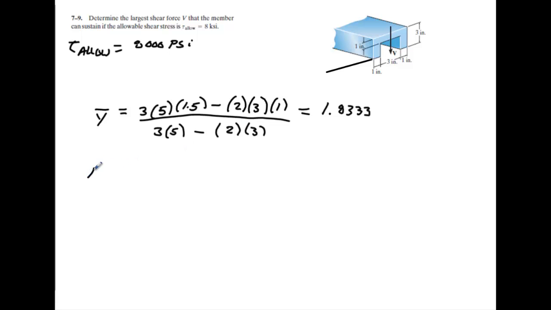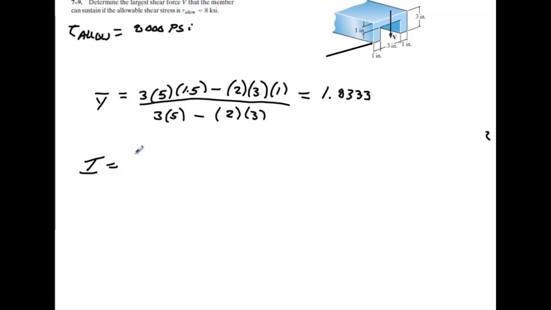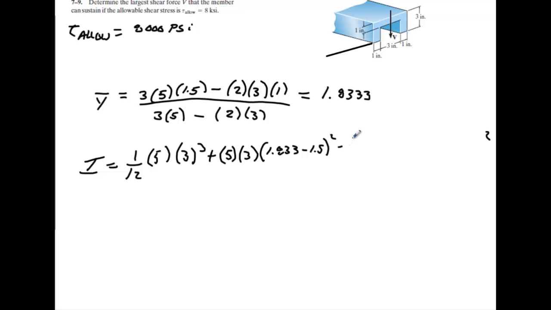Now while we're at it, we'll go ahead and calculate the moment of inertia, which will equal 1/12. I'm going to do this whole thing as 1, so that'd be base of 5 times 3 cubed. Now we use the parallel axis theorem. 5 times 3 is the area, times the distance from the new centroid, which will be 1.833, minus the distance from this bottom line to its centroid, which was 1.5. We will square that. Now we'll subtract out the other one, which will be minus 1/12, times its base, which is 3, times its height, which is 2.